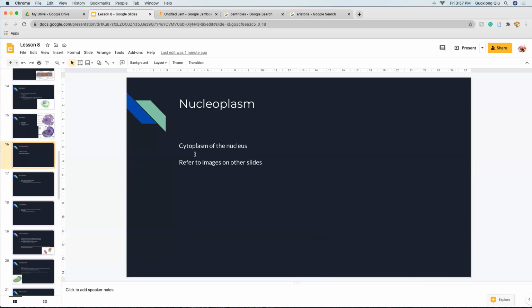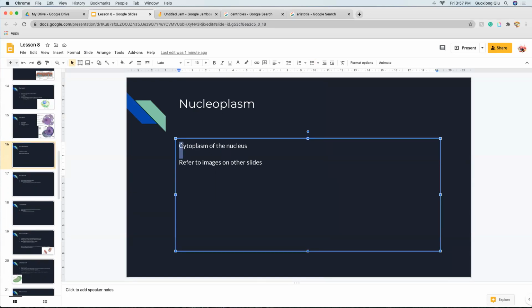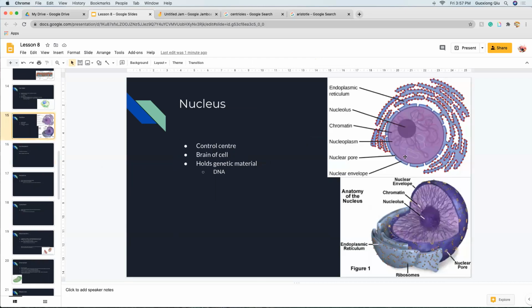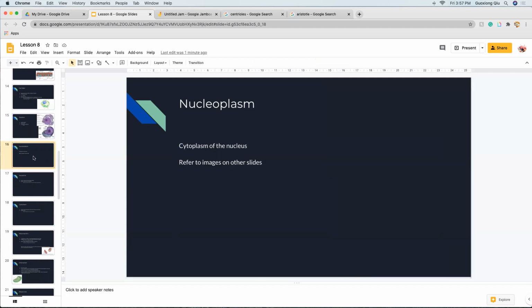Nucleoplasm. You'll learn what cytoplasm is later. I don't know why I used the word here before I defined it for you, but cytoplasm is just like the liquid juice inside the nucleus. So this light purple stuff is just the watery stuff inside the nucleus.